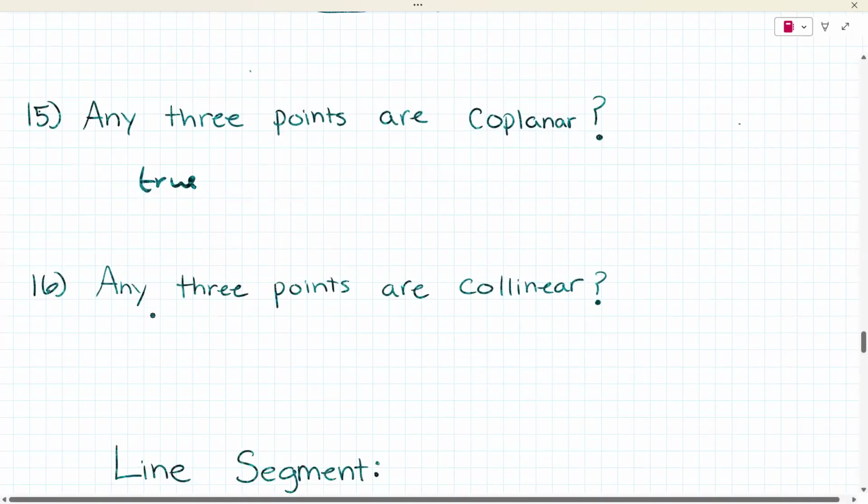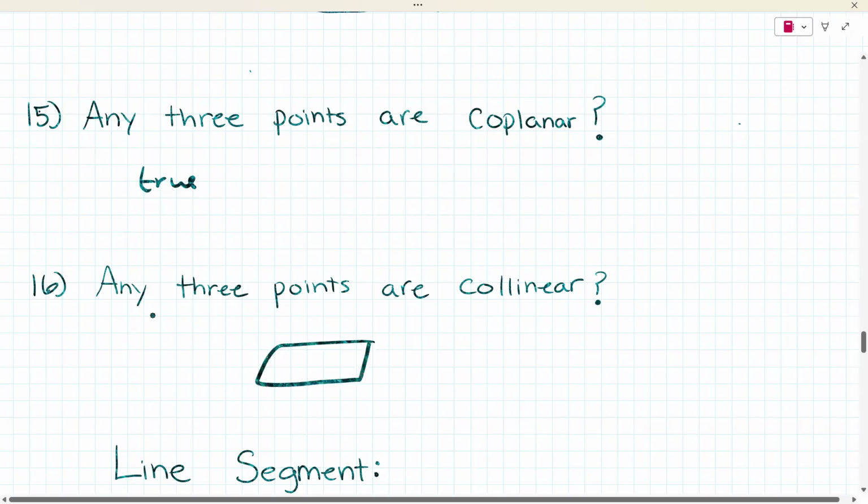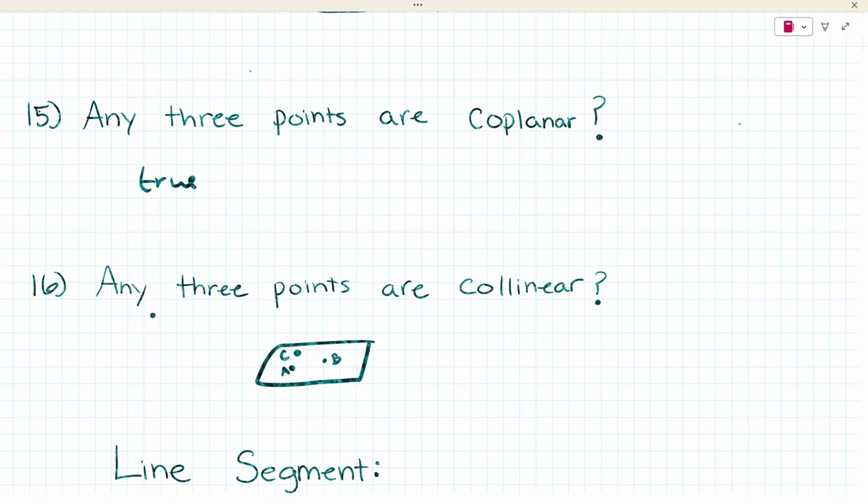16. Any 3 points are collinear. No, not necessarily, right? You can have 3 points that are collinear and some are non-collinear. You can have a plane and you can call this point A, point B, and then remember you have to have 1 point that's non-collinear. So in a plane, they have to be non-collinear. So that would be false.